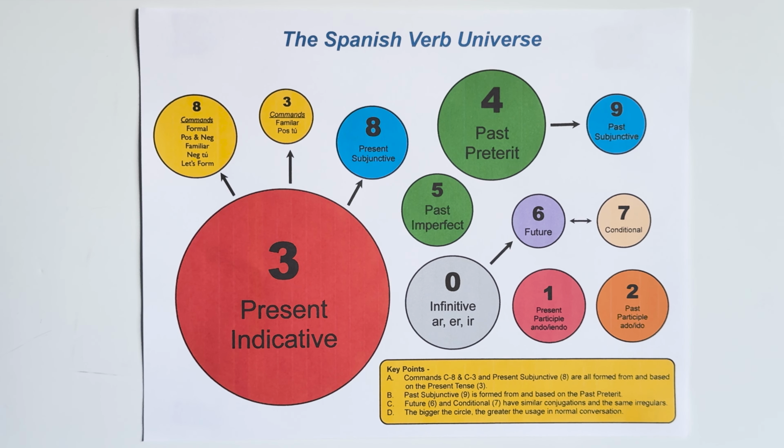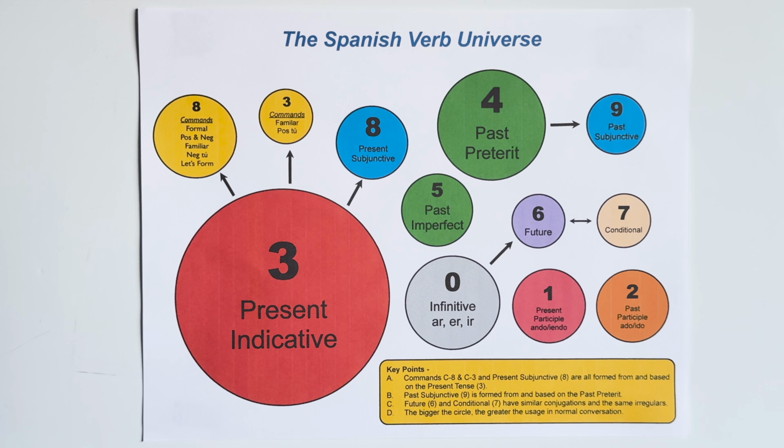0 is the infinitive. 1 is the present participle, ing. 2 is the ed form, the ado, ido. 3 we know is our buddy, the present tense, home sweet home. 4 is the past preterite. 5 is the past imperfect, to talk about reminiscing about the past, things that you would do in the past all the time. If you want to talk about things you would do later today or tomorrow or in the future, that would be number 7, conditional. Okay, number 6 is the future, things that you will do. We have not studied 6 and 7 yet, but they're the 2 easiest verb tenses in the Spanish language.